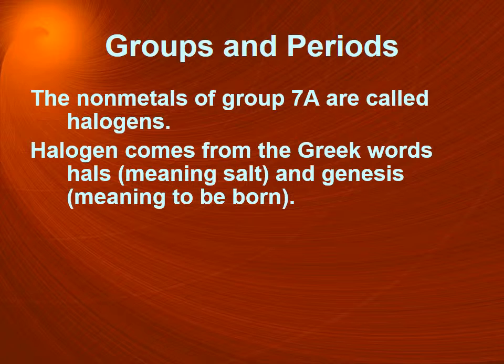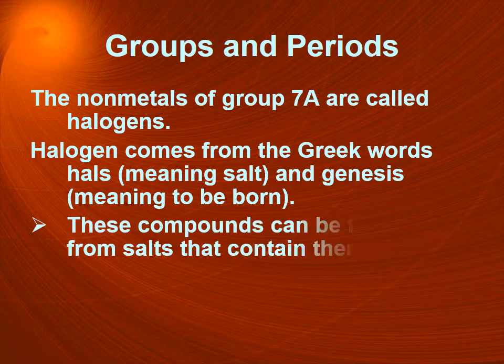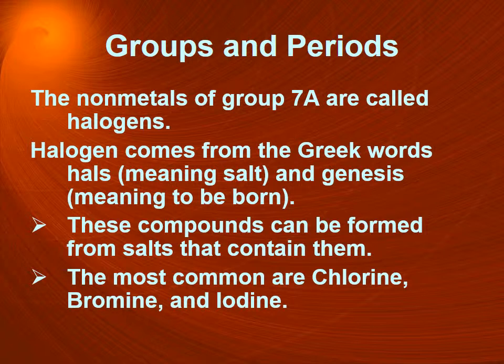Just think about this. Sodium chloride. Sodium is an alkali metal. Chlorine is a halogen. When they come together, they form sodium chloride or table salt. We can also use chemical means to separate them and form these elements from these compounds. The most common halogens are chlorine, bromine, and iodine. Again, if you will think back to part 1 when we talked about the rule of 7, these are 3 of the gases.